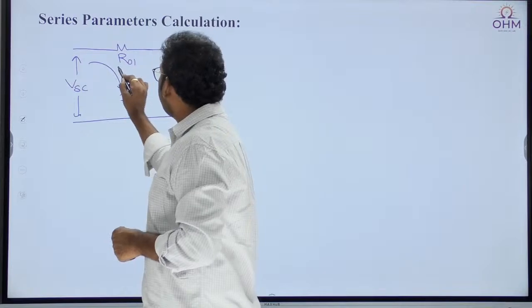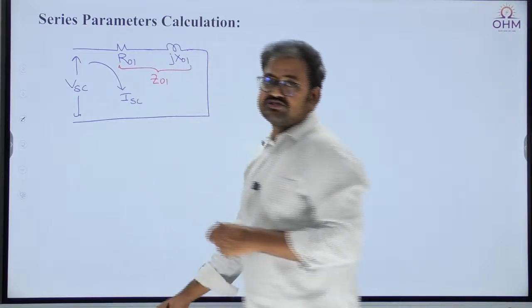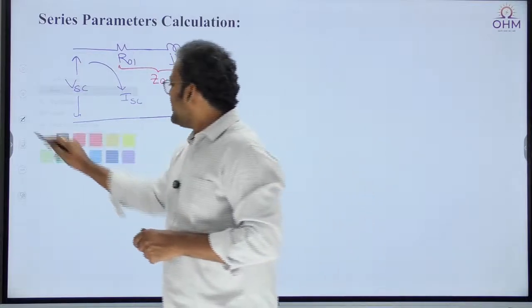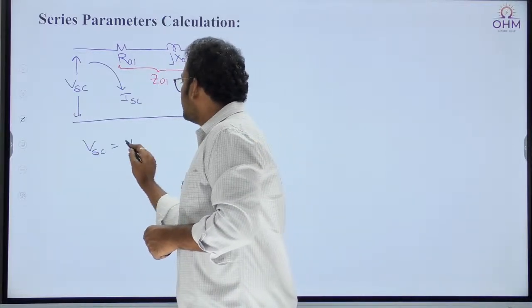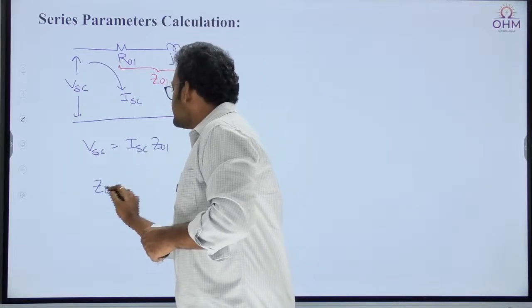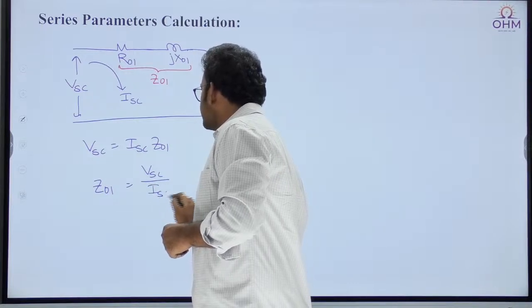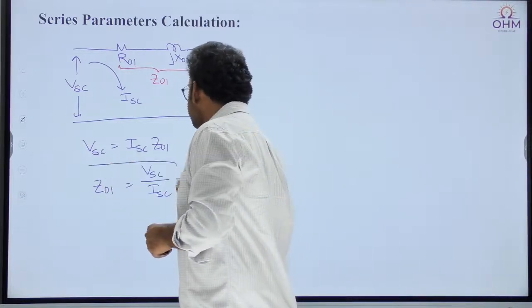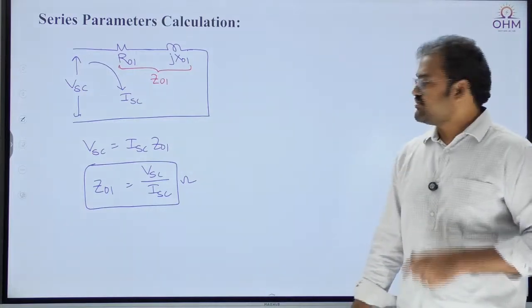Now, I can combine this resistance and reactance together as an impedance Z01. So, if you apply the KVL equation, what happens? VSC is equal to ISC into Z01. From this, Z01 is equal to VSC by ISC. Can I say the unit for impedance is ohm? Yes. VSC by ISC is equal to Z01.